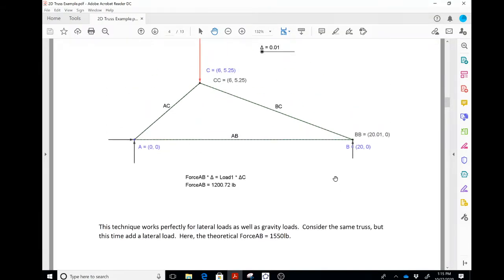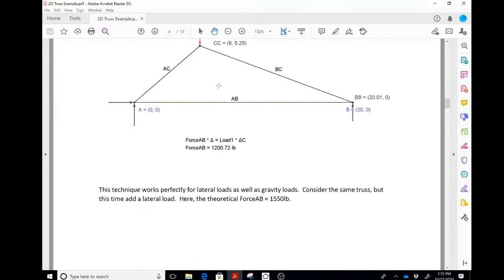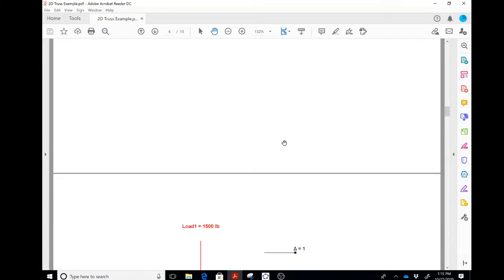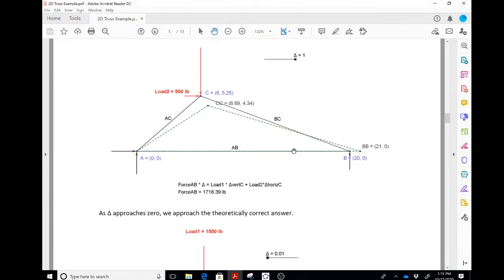So this technique also works for lateral loads too. So not just gravity loads, but gravity and lateral. So here's the same truss. The theoretical was 1550. And starting off with a very large displacement.